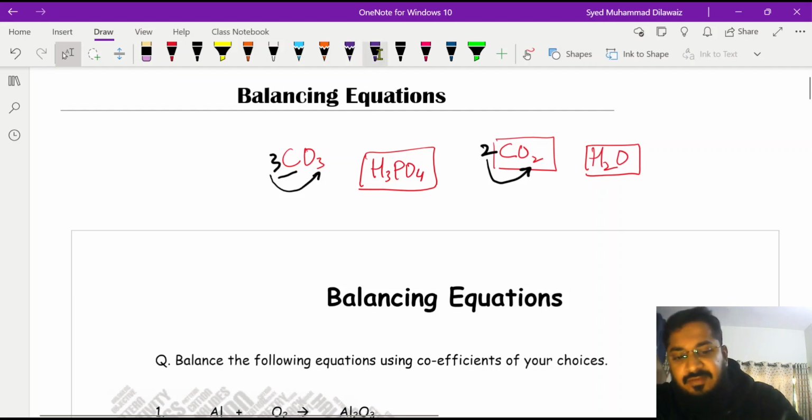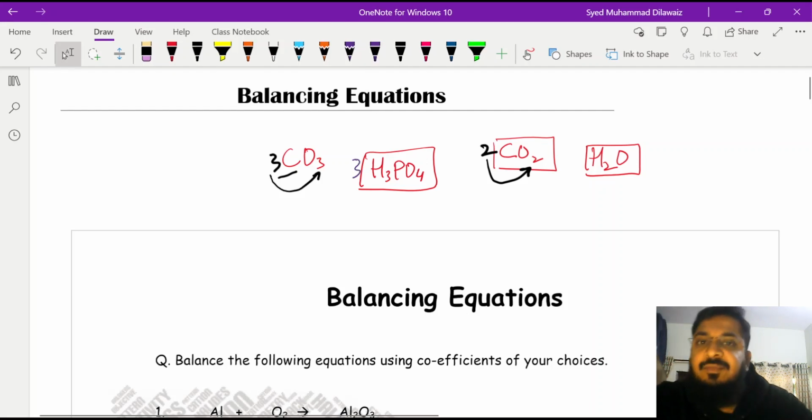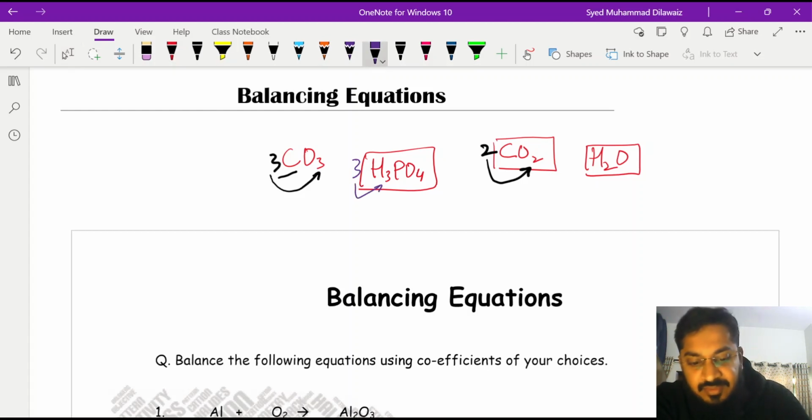Like if we write 3 with H3PO4, we have 9 hydrogen atoms because 3 multiplied by 3 makes 9, and then 3 phosphorus atoms. The symbol P contains only one in the subscript. Since nothing is written there, that means P contains one in the subscript. That makes it 3 into 1, 3 phosphorus atoms. And then again, this 3 is multiplied with 4, which makes it 12 oxygen atoms in the formula. So the numbers which you write before the formula are called the coefficients.